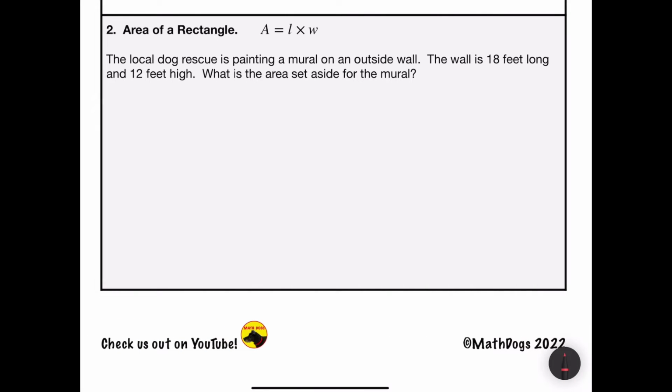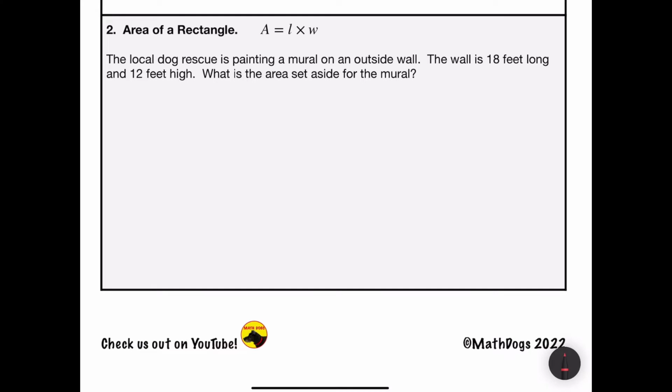Problem number 2 is the area of a rectangle. The formula says area is equal to length times width. It says the local dog rescue is painting a mural on an outside wall. The wall is 18 feet long and 12 feet high. What is the area set aside for the mural?